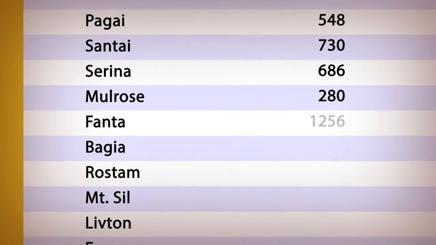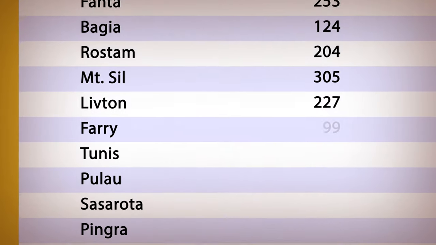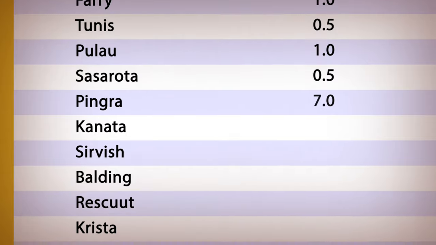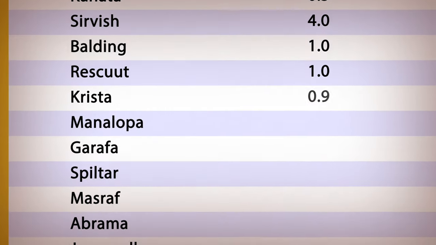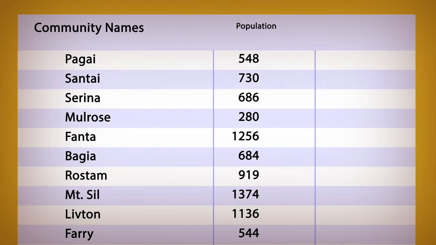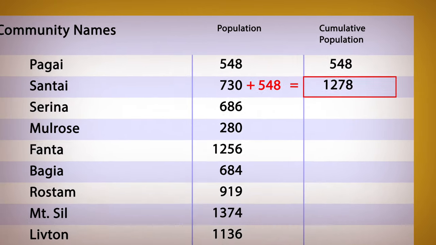If there is no population data available, you can use the number of houses or the number of births in each community, or just estimate the relative size of the different communities. It is actually the relative population size which is important. As we have population data available, we'll use that here. In the third column, calculate the cumulative population. You do this by adding the population of each community to the sum total of all the other communities before it, so you get a running total of the population.